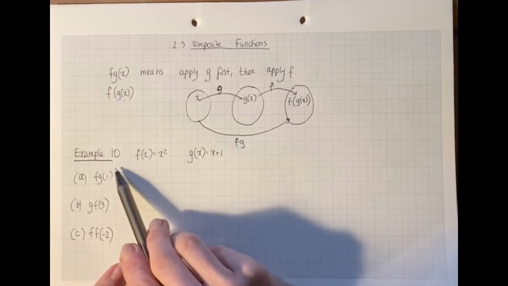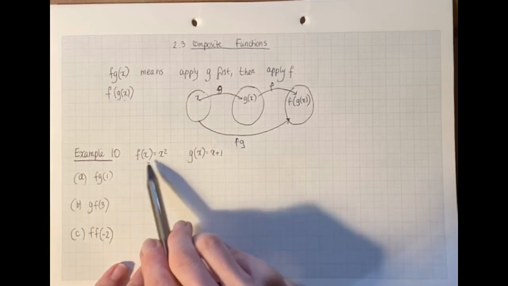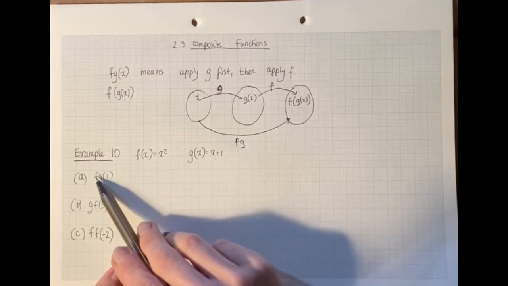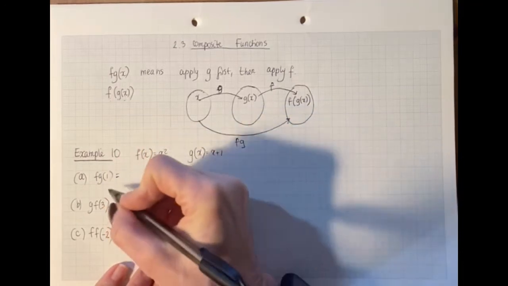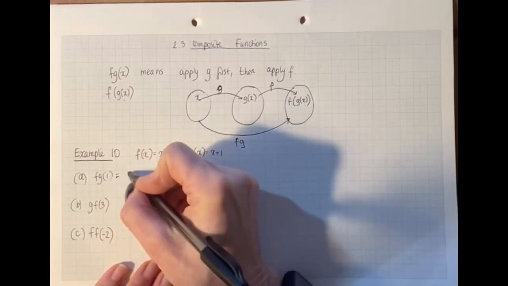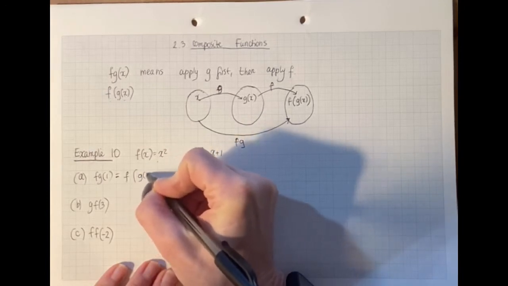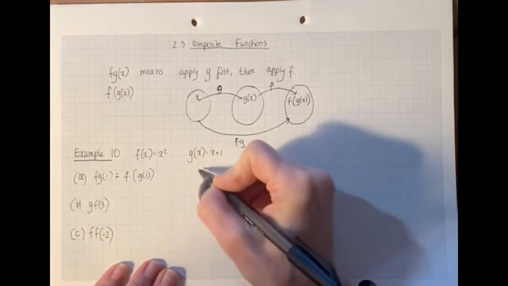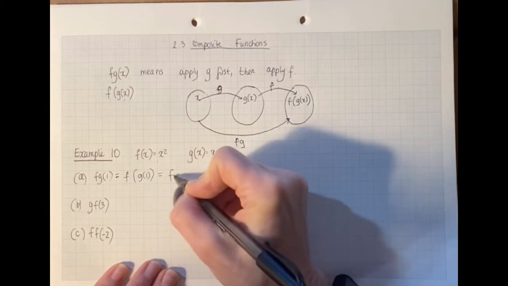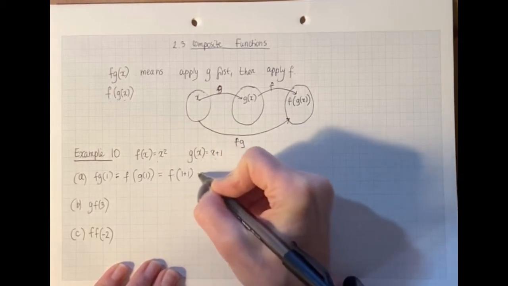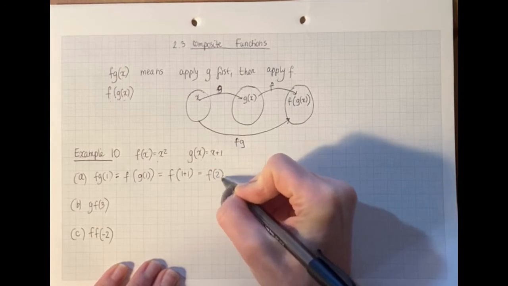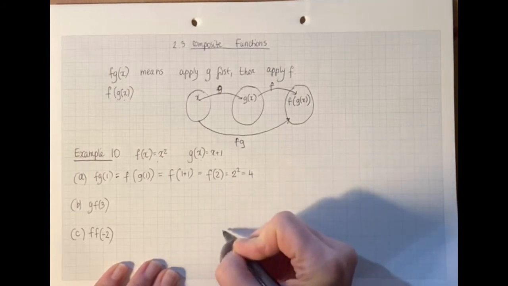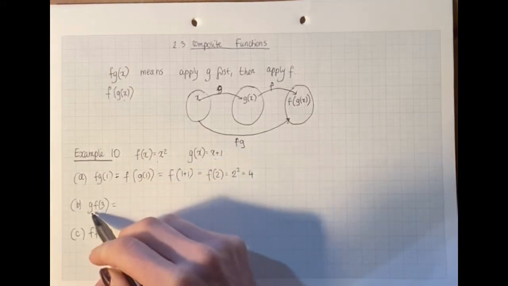In example 10, we've got two functions given. f of x is x squared and g of x is x plus 1. We are asked to simply evaluate the following expressions. So what is f of g of 1? That tells me, let's find what g of 1 is first and then sub it into f. g of 1 is 1 plus 1, so that's 2. So f of 2 means I'm going to feed 2 to my f, so it's 2 squared, which is 4.